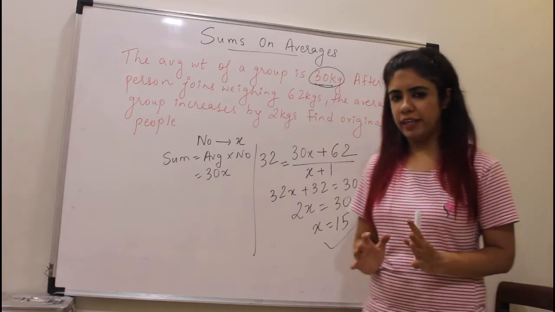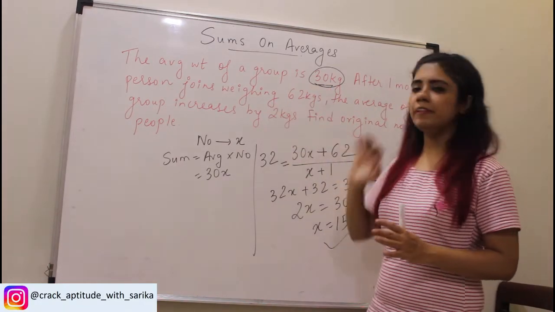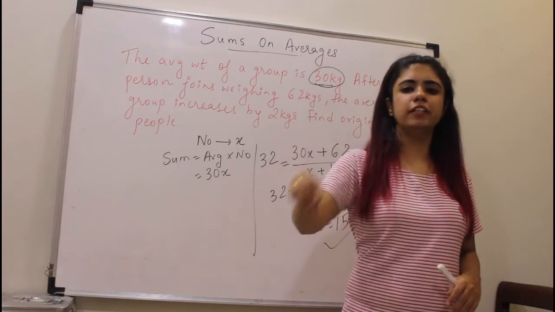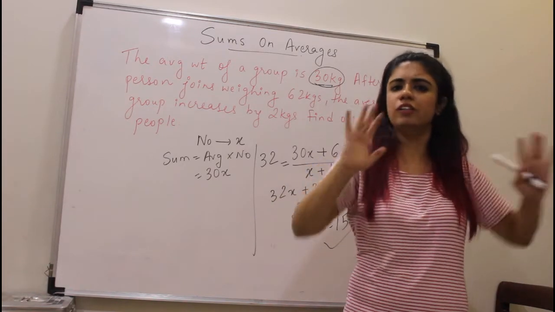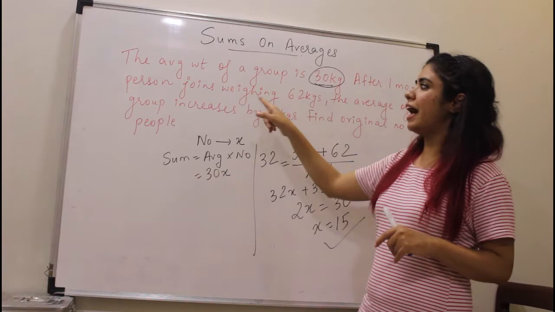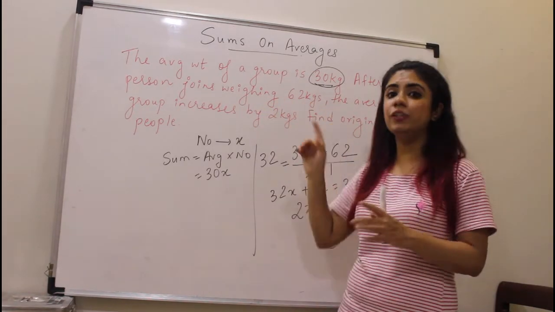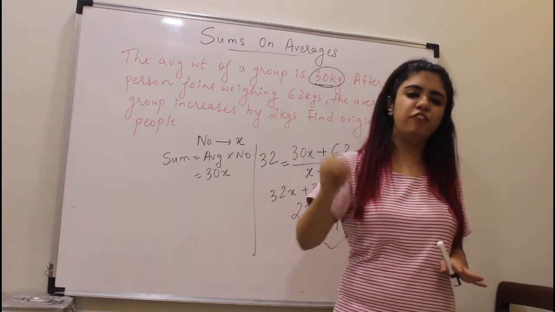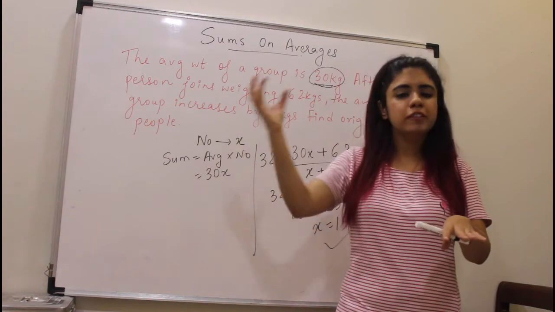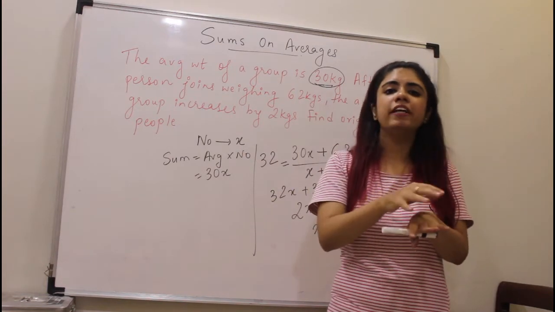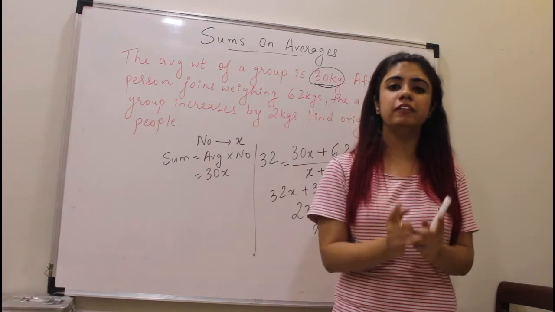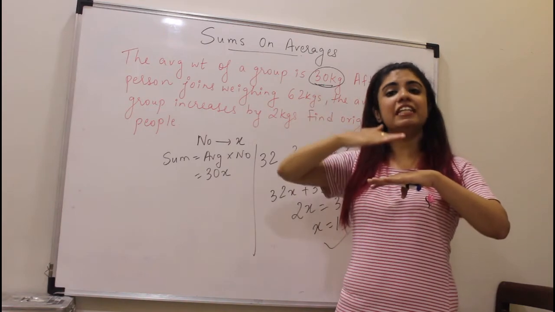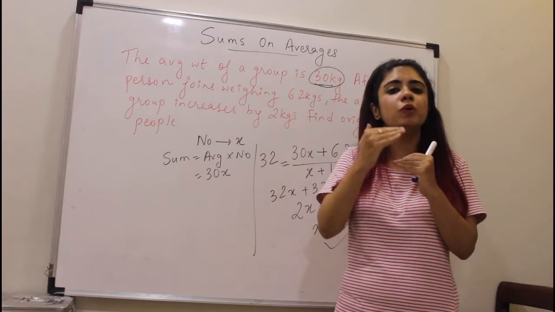But let's try to do it orally. Try to understand. I had certain people whose average was 30. So let's say whatever people I had, everybody's weight was 30, 30, 30, 30, 30, 30. I distribute 30 across everybody. Okay? Now one more person was added whose weight was 62 kgs. See, if his weight was 30, let's say I had 10 people, everybody's weight was 30. If one more person would have been added and if his weight was also 30, then my average would have been 30 only. But because his weight was 62, my average increased. Okay?